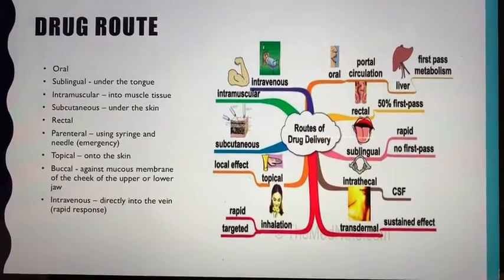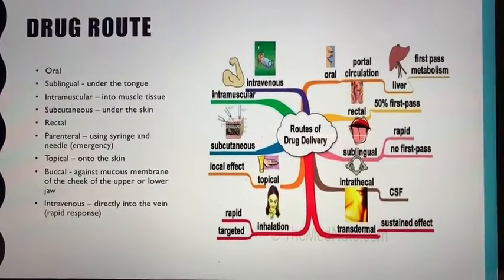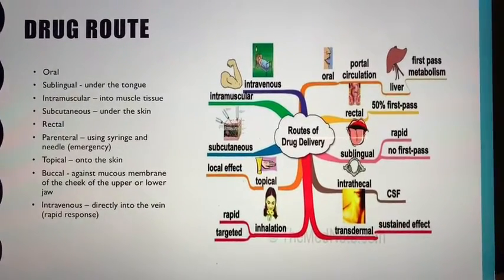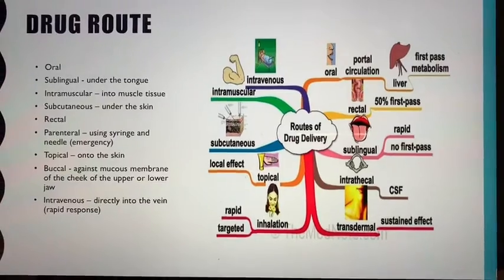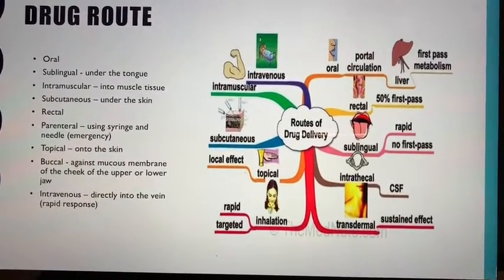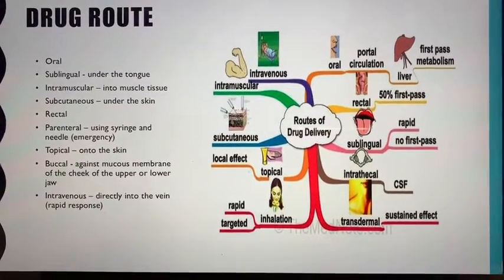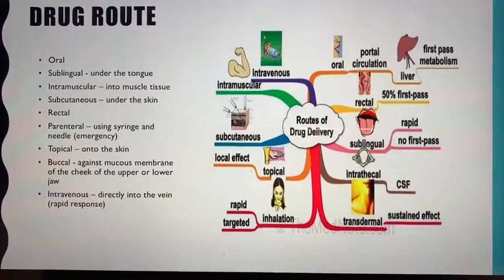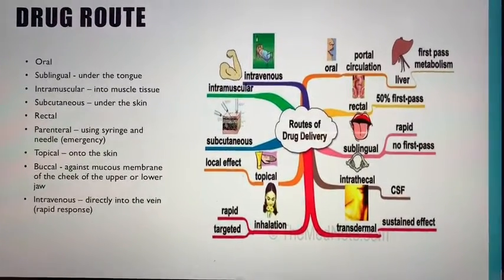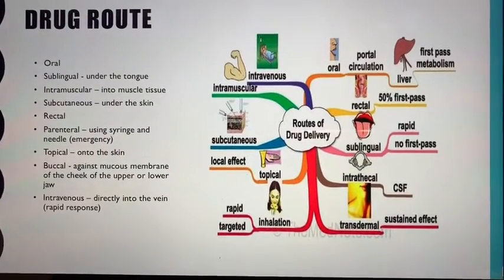We have oral, sublingual, which is under the tongue, intramuscular, which is into the muscle tissue, subcutaneous, which is under the skin, rectal, which is rectally, parenteral, which is using syringe and needle. This is mainly used in case of an emergency. Topical, which is onto the skin. Buccal, which is against the mucous membrane of the cheek of the upper or lower jaw. And intravenous, which is directly into the vein, which gives us a rapid response.